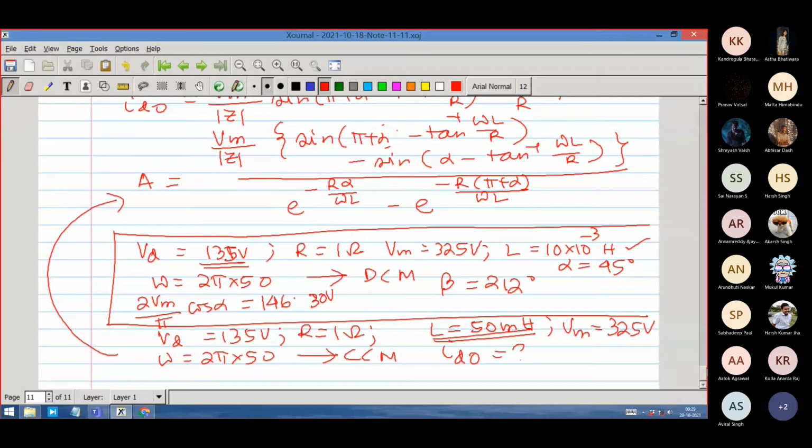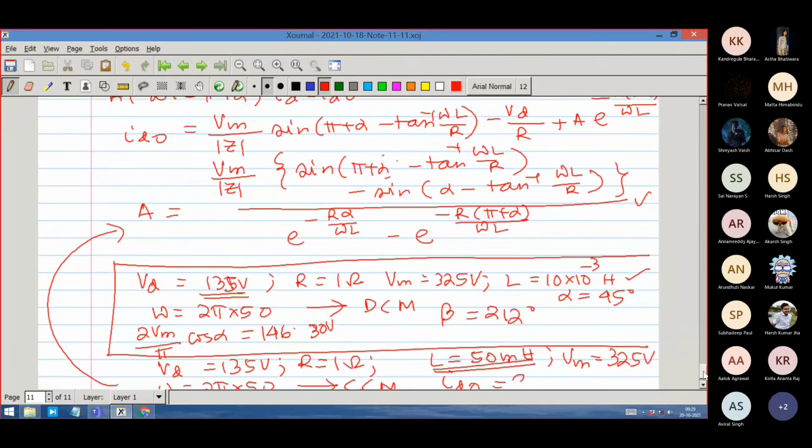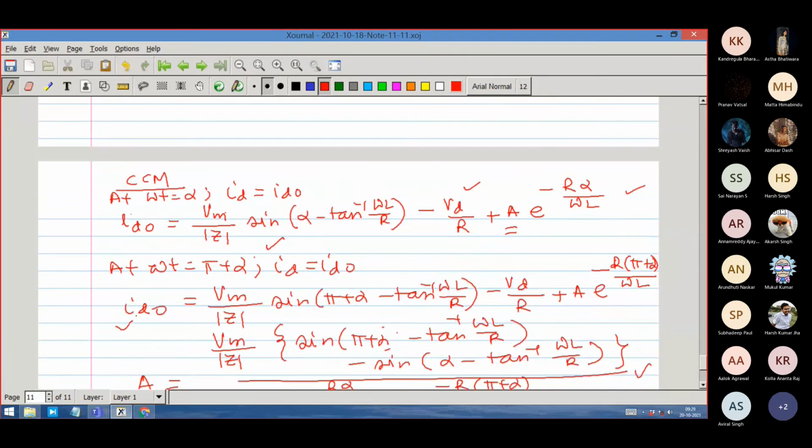You have found out A. You have initially assumed CCM, used the CCM equation and found out A. And this A expression you then put into ID naught. The A value put it here, and put alpha equal to 45 degrees.